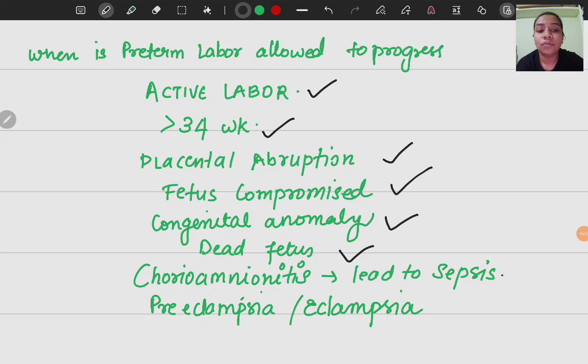In case of chorioamnionitis, this is a very dangerous condition because it will lead to maternal sepsis and also fetal sepsis. Then again in case of preeclampsia and eclampsia, we will not stop the labor and we will let it progress.